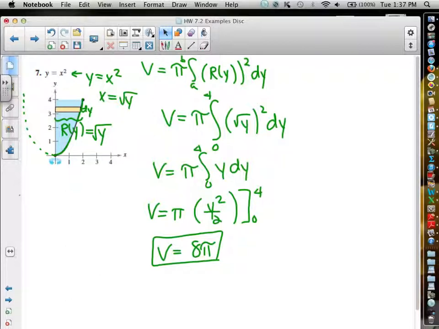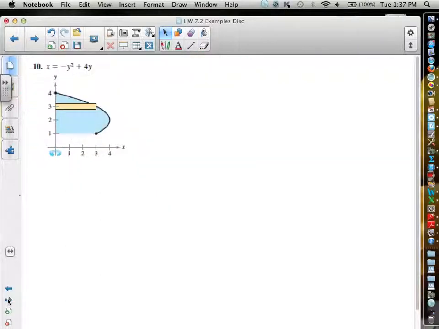The last one then that I want to look at is number 10. Right, number 10, somebody had this solid that they were creating. I don't know which one of you had this one. It was sort of weird shaped here. It's kind of a parabola on its side, and it was chopped off here at 1. So this is my curve: x equals negative y squared plus 4y.